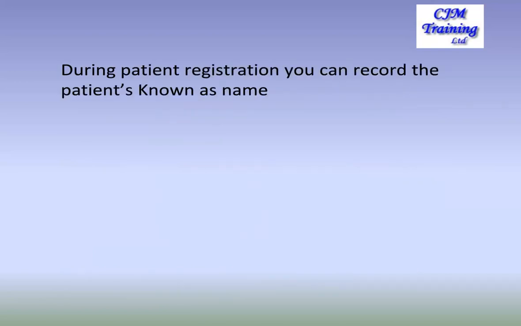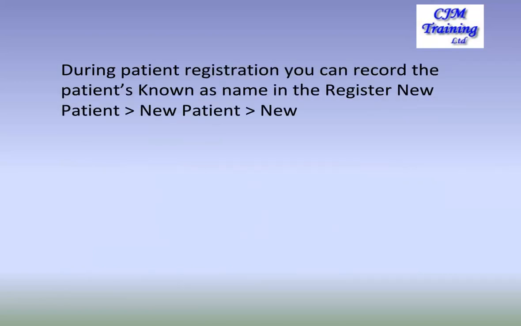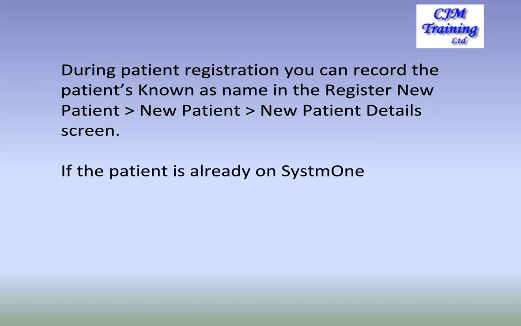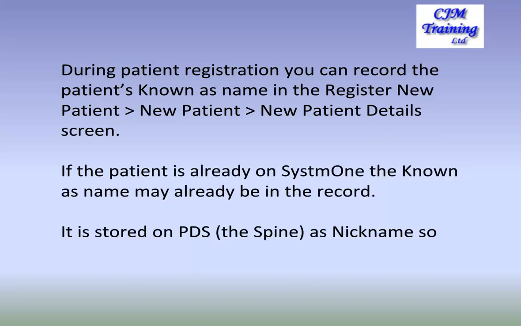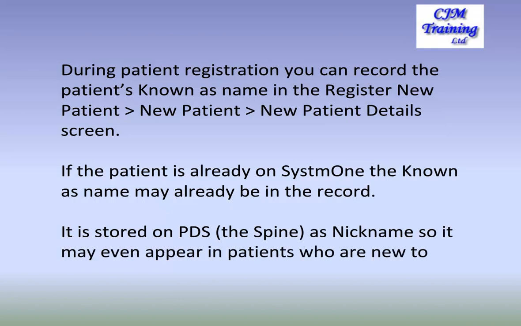During patient registration, you can record the patient's Known As Name in the Registration New Patient Details screen. This may or may not be presented depending upon how the registration proceeds. If the patient's already on SystmOne, then Known As Name may already be in the record. It's stored on the PDS, the spine, as a nickname, so it may even appear in patients who are new to SystmOne.